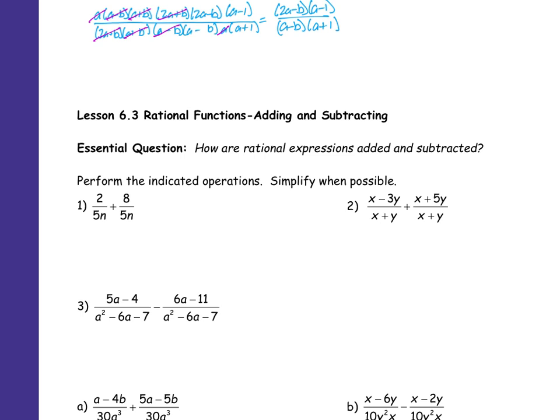If the denominator is the same, do you not have the notes? Do you need the packet? You don't need it? Awesome.